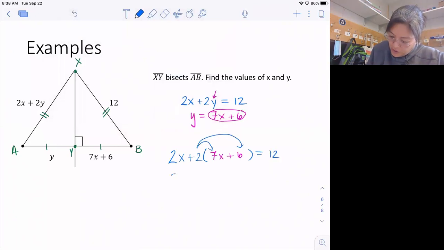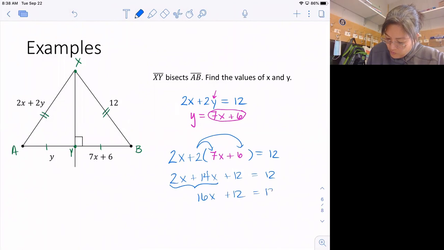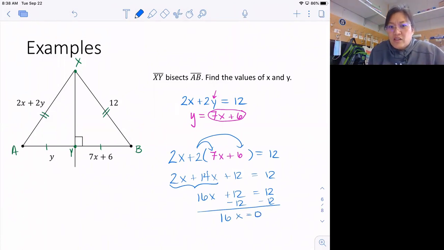So now I'm going to distribute to both pieces. Don't forget that. So 2x plus 14x plus 12 is equal to 12. 2x plus 14x is 16x plus 12 is equal to 12. Subtract 12. 16x is equal to 0. Oh, well, 0 is a number. We're allowed to have 0. So we're going to divide by 16. X is equal to 0.